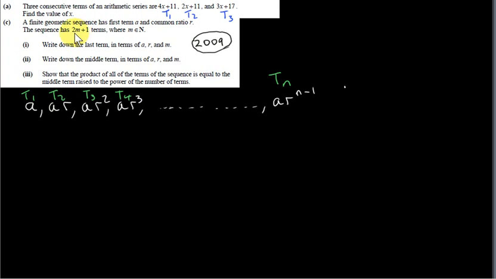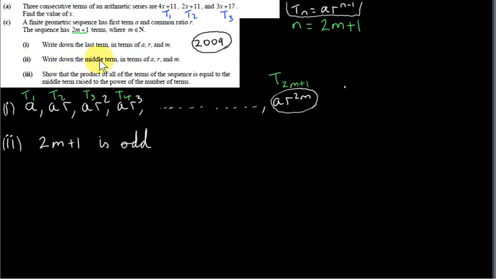Now, we're given that this sequence has 2m plus 1 terms. In other words, n is equal to 2m plus 1. So, we are interested in the last term as question 1. The last term is going to be the t2m plus first term. So, here's our formula for Tn of a geometric sequence. So we just plug 2m plus 1 in for n. So we get ar to the power of 2m plus 1 minus 1, or ar to the power of 2m. So this is the last term.